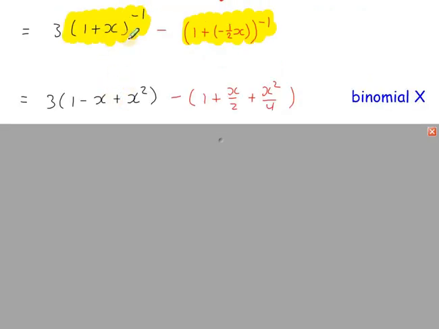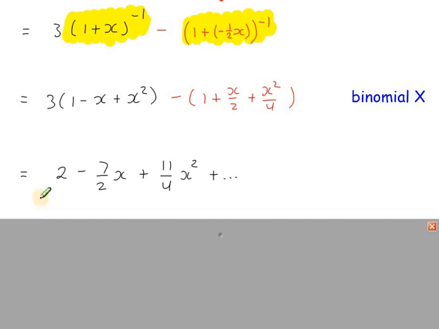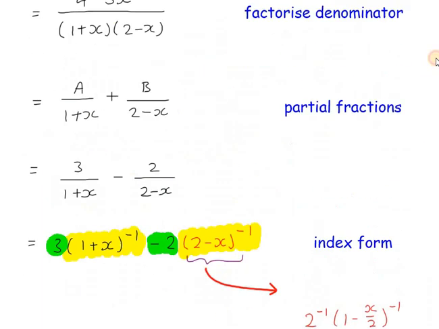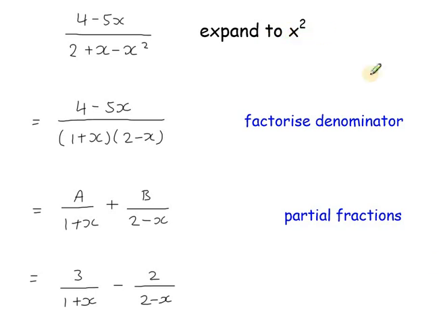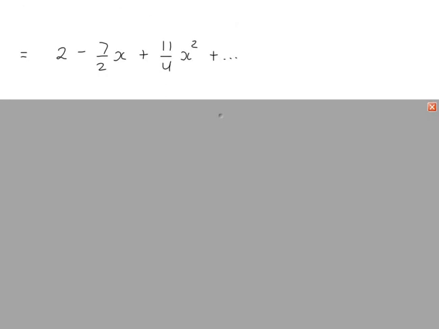Again, I've skipped the steps in between. Simplify the terms, collecting like terms and so on. And that answers this question. Expand up to x squared. What terms do you get? We've done that. And here are the terms.